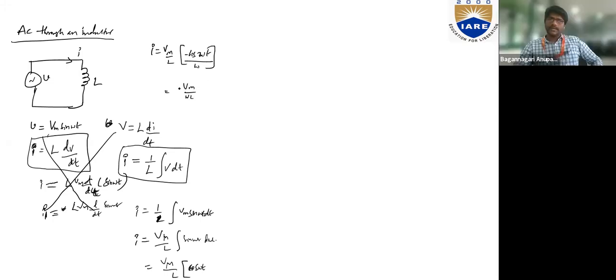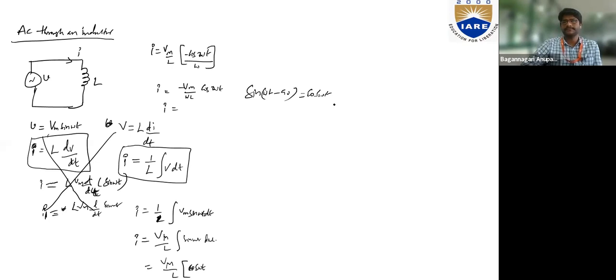Yes. Vm by omega L, we want it as minus cos omega t. So what is the equation I can write for minus cos omega t? Can I directly write it in terms of sine? Can I write sine omega t minus 90 is equal to minus cos omega t? Is that accepted?